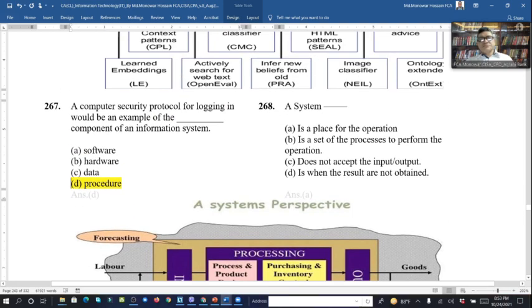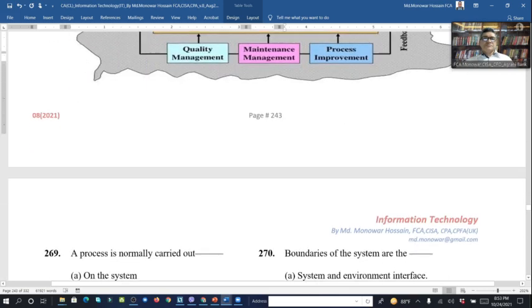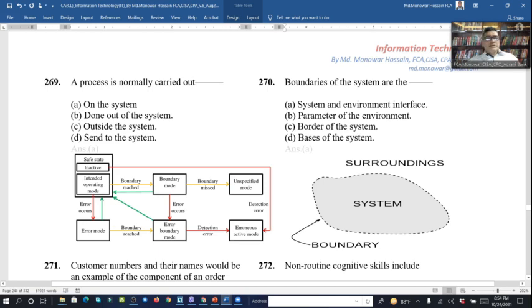A system is a place for the operation. A system is a place for the operation. Answer A. A process is normally carried out. What would the answer be? A process is normally carried out on the system. So here, a process is normally carried out on the system.